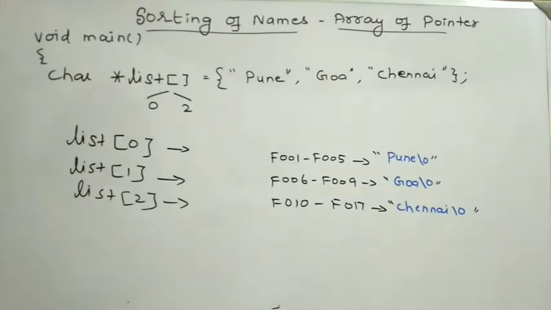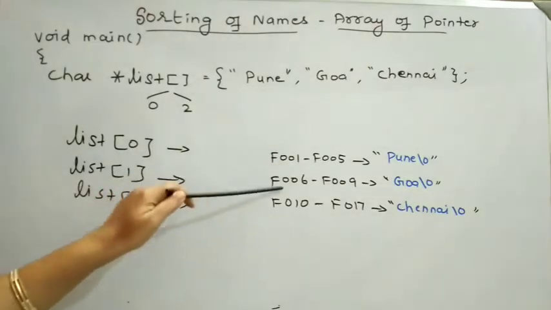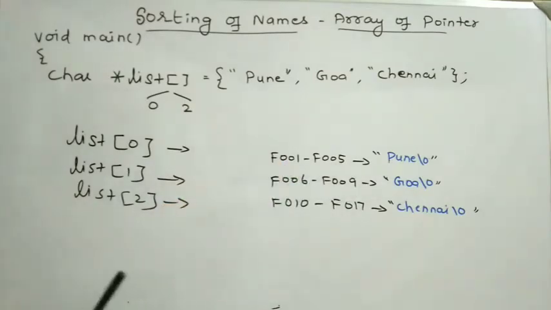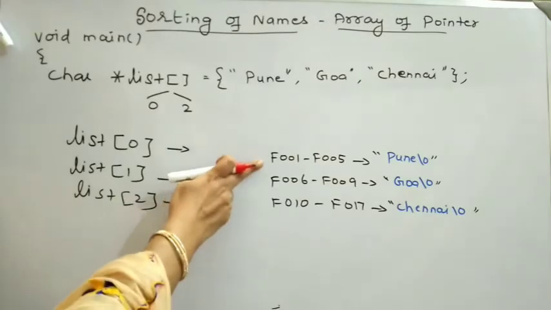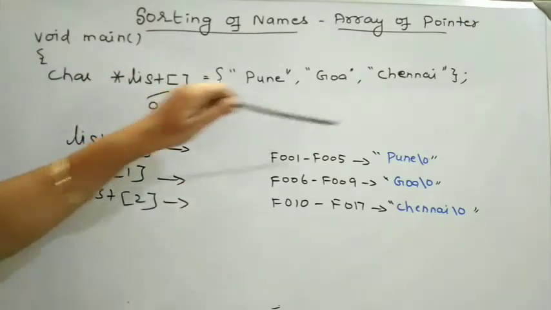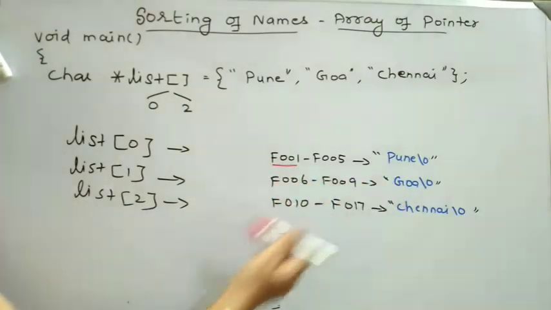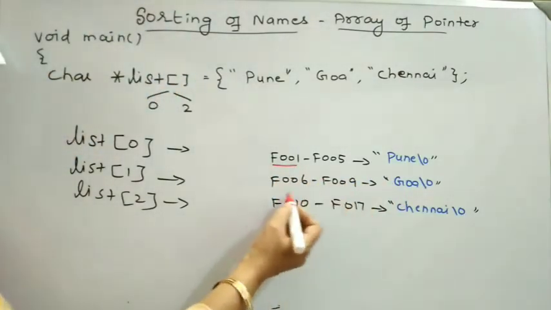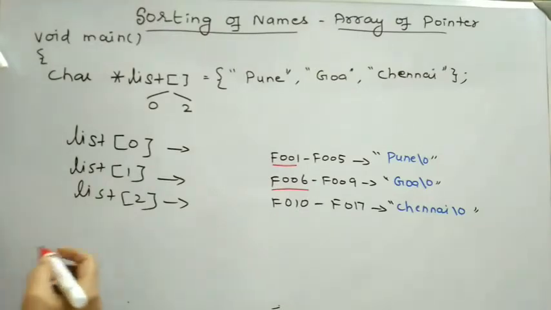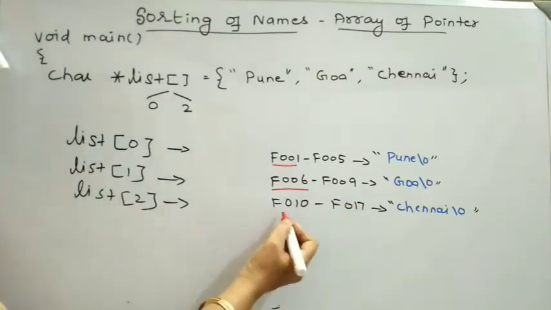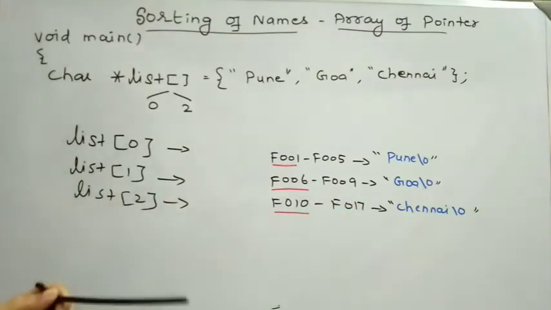Before this, let us see how these string values are stored in memory addresses. Among the memory addresses, what is the base address? The base address is nothing but the starting address allocated for the string value. F001 is the starting address allocated for the first string value. For the second string value, the base address is F006. For the third string value, the base address is F010.